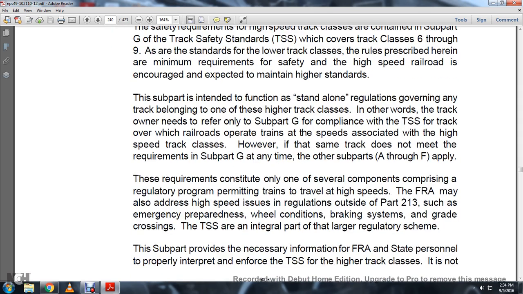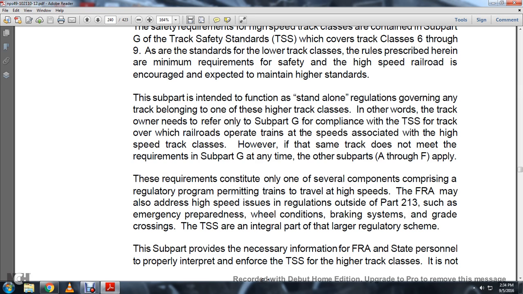The Subpart is intended to function as a standalone regulation governing any track belonging to one of these higher track classes. In other words, the track owner needs to refer only to Subpart G for compliance with the track safety standards for track over which the railroad operates trains at the speeds associated with the higher speed track classes. However, if the same track does not meet the requirements of Subpart G at any time, Subparts A through F apply.